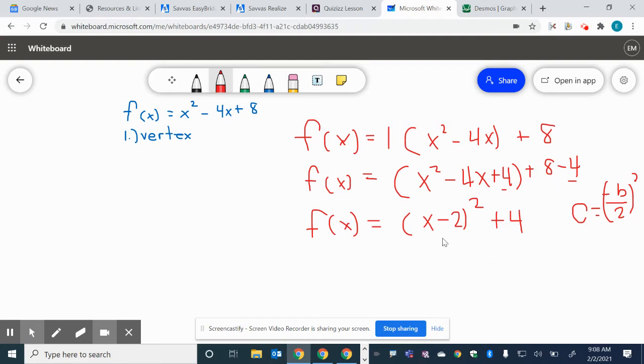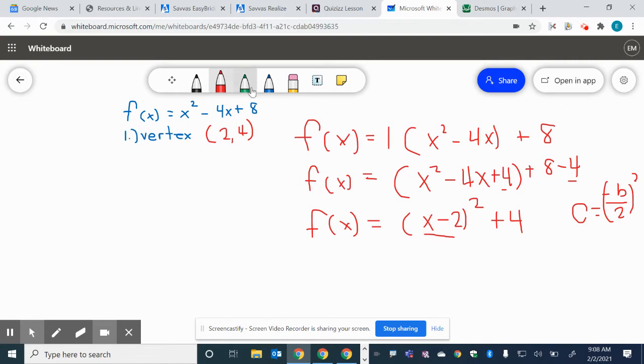And I can tell the vertex is 2, because what makes this 0? 2. And the y value is 4. So the vertex is (2, 4). Okay, that's one key point.